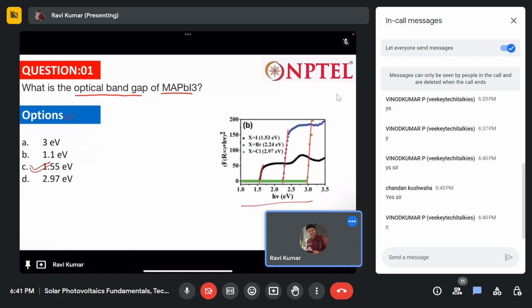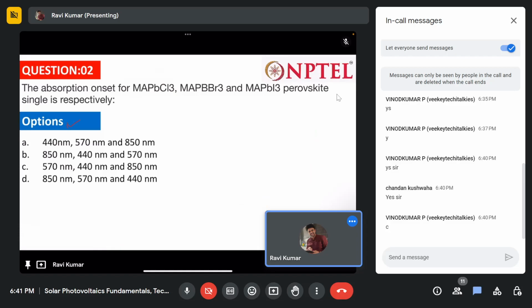As you can see in this figure, there are three materials, and for the iodine one we have 1.53 eV. This is shown here. Now we have the next question, which says the absorption onset for MAPbCl3, MAPbBr3 and MAPbI3 perovskite single crystals is, respectively, meaning the absorption onset at which the light is being absorbed. Chlorine, bromine, iodine.